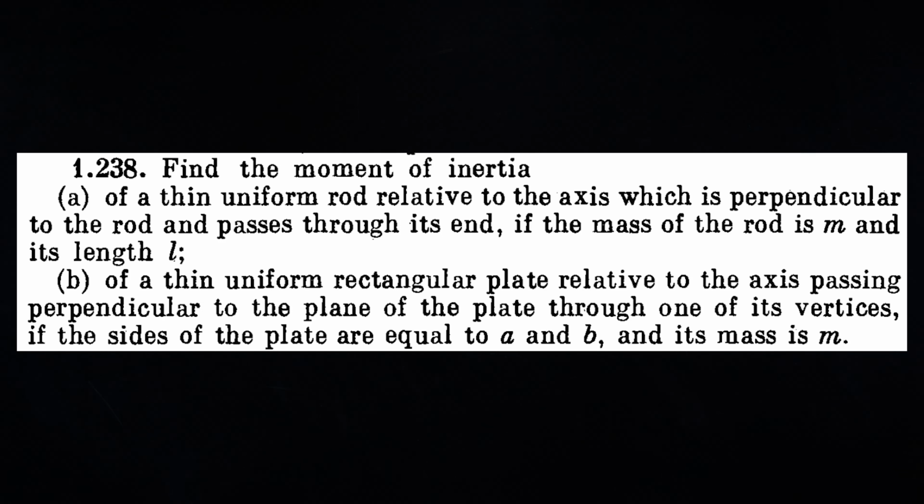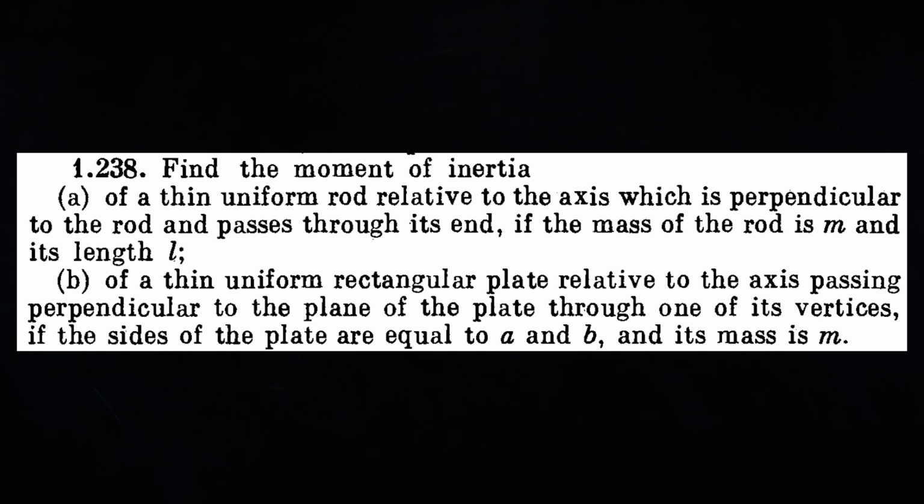Irodov problem number 1.238. Find the moment of inertia of a thin uniform rod relative to the axis which is perpendicular to the rod and passes through its end, if the mass of the rod is m and its length L. And part B, of a thin uniform rectangular plate relative to the axis passing perpendicular to the plane of the plate through one of its vertices, if the sides of the plate are equal to A and B and its mass is m.